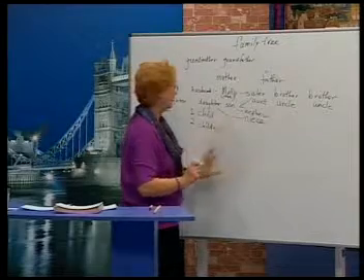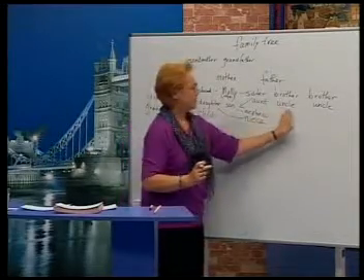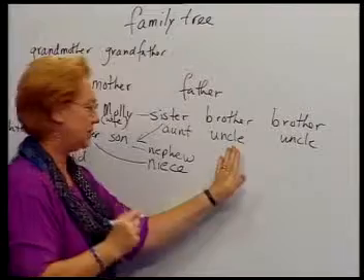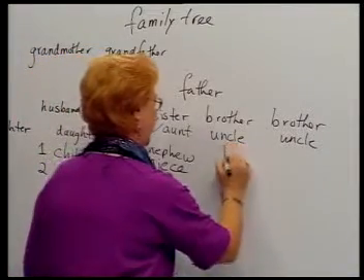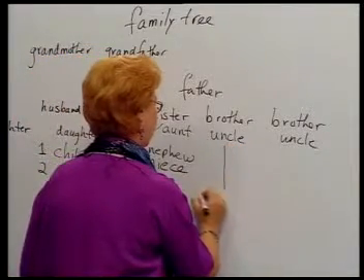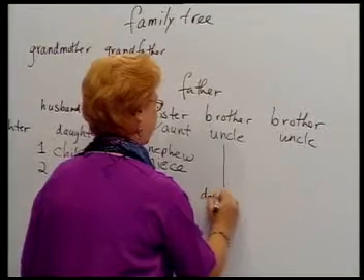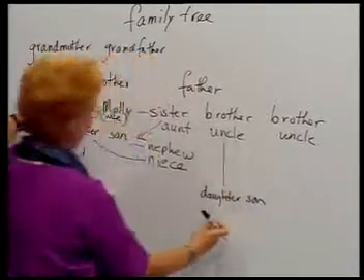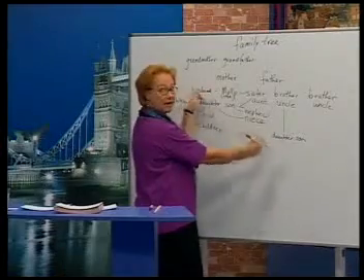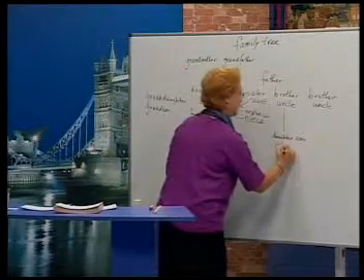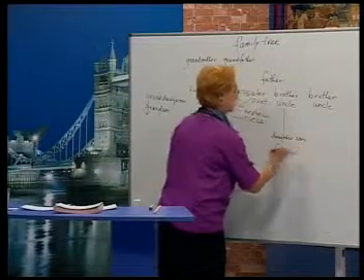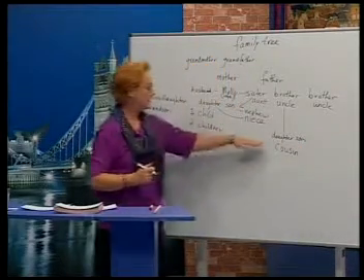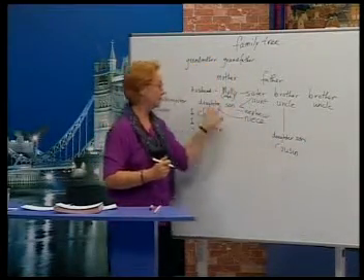Okay. Now, my brother has two children. So my brother has a daughter and a son. My brother's daughter and son are cousins. Okay? So cousin, cousin.